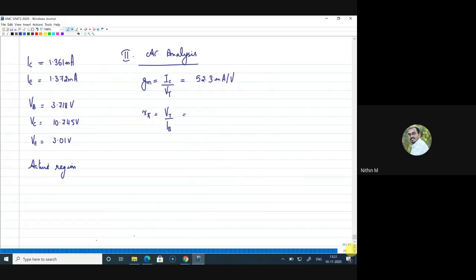Yeah, thank you. So we are with Karthik, right? Karthik told me the gm value. Okay, thank you, Karthik. Kiran Kumar, what is this r pi? It is VT by IB. Or we know that it is beta plus 1 into RE. So any form you can find.